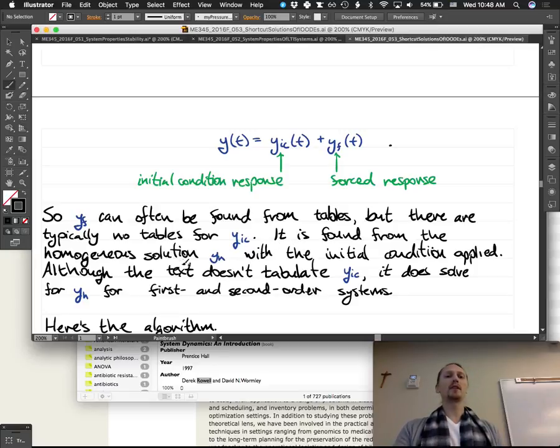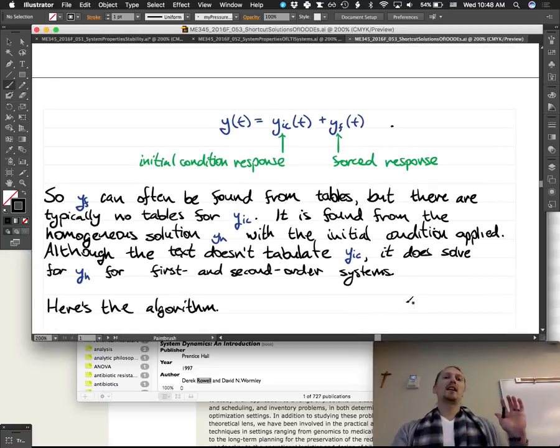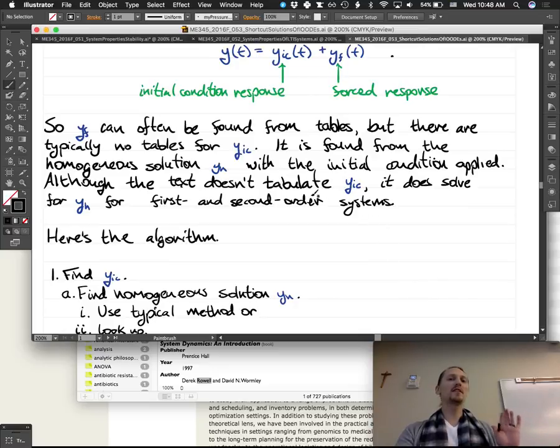It is found from the homogeneous solution of y with the initial conditions applied. Although the text doesn't tabulate YIC, it does solve for y homogeneous for first and second order systems. So for first and second order systems, you can look through the section and find homogeneous solutions in there, which is going to be helpful, as we'll see in a moment. It doesn't tabulate YIC, but it does give you the homogeneous solution, which is very close to YIC, right? All we have to do is apply the initial condition to the homogeneous solution.